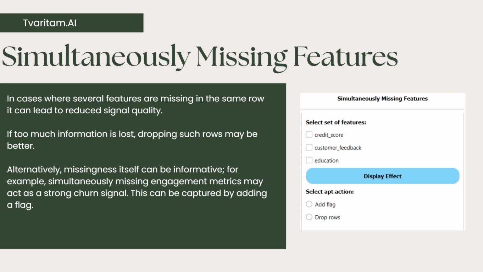However, before dropping, you should be careful that you might lose out on some information, so it is something you should avoid in general. If several engagement metrics are missing for a customer, the missingness itself can carry information. It might indicate that the customer is inactive or has churned. In these situations, instead of simply removing the data, we can add a missing flag to capture this signal. The flag becomes an additional feature that tells the model that certain values are missing, which itself can be predictive for the machine learning model.